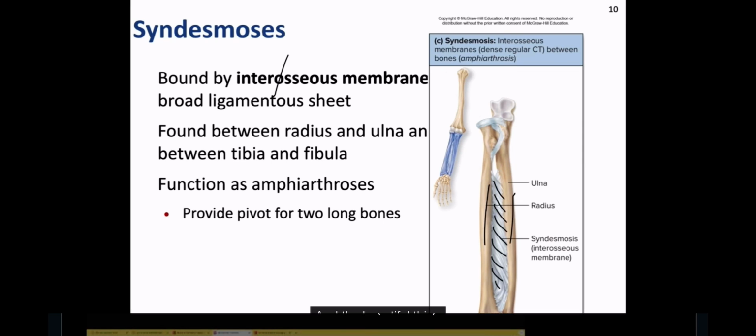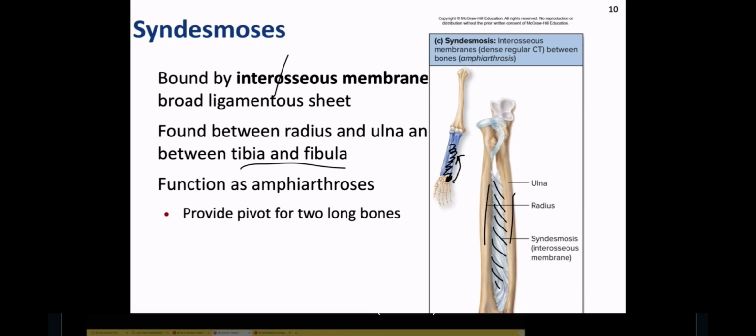And the beautiful thing about this is it helps with forces. So that if something impacts you on just one side of your hand, all the force doesn't go just into one bone. This kind of spreads out the force between the radius and the ulna in this picture. And then there's also one between the tibia and the fibula.